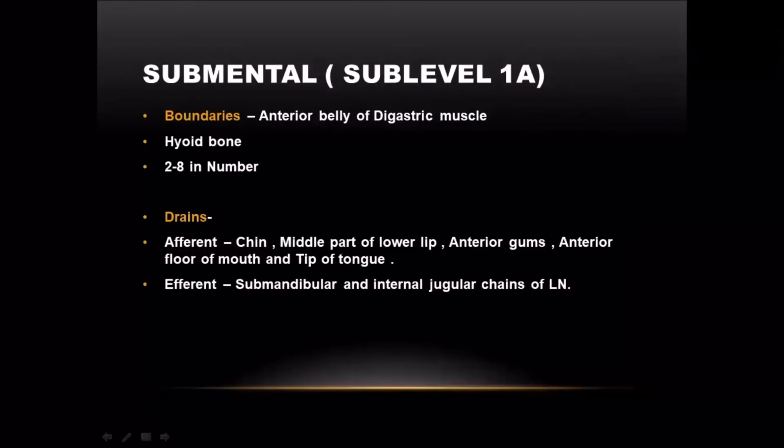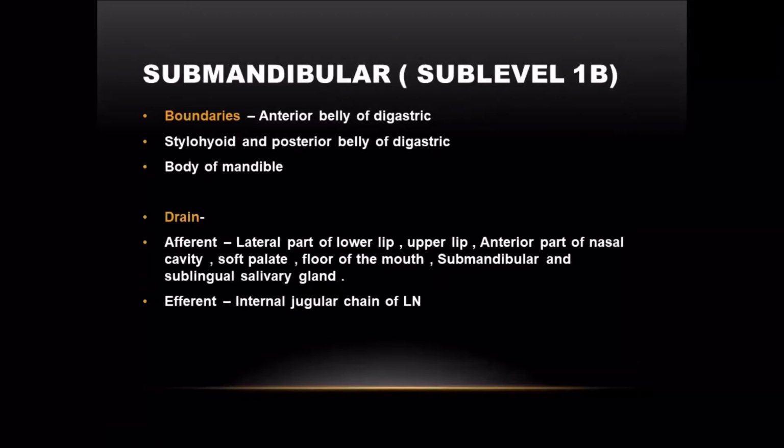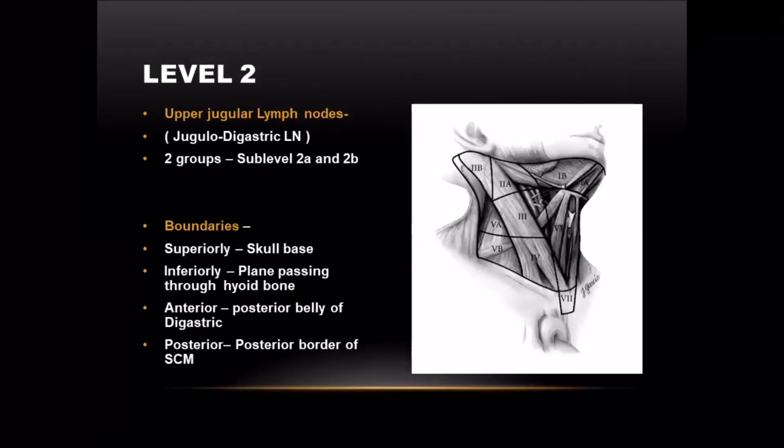The sublevel 1A group of lymph nodes are 2 to 8 in number, and it drains most part of the chin, middle part of the lower lip, anterior gums, anterior floor of mouth, and the tip of tongue. And it drains into the submandibular and internal jugular chain of lymph nodes. As I mentioned earlier, the submandibular group of lymph nodes drains the lateral part of the lower lip, the upper lip, anterior part of the nasal cavity, soft palate, floor of the mouth, submandibular and sublingual salivary glands, and it drains into internal jugular chain of lymph nodes.